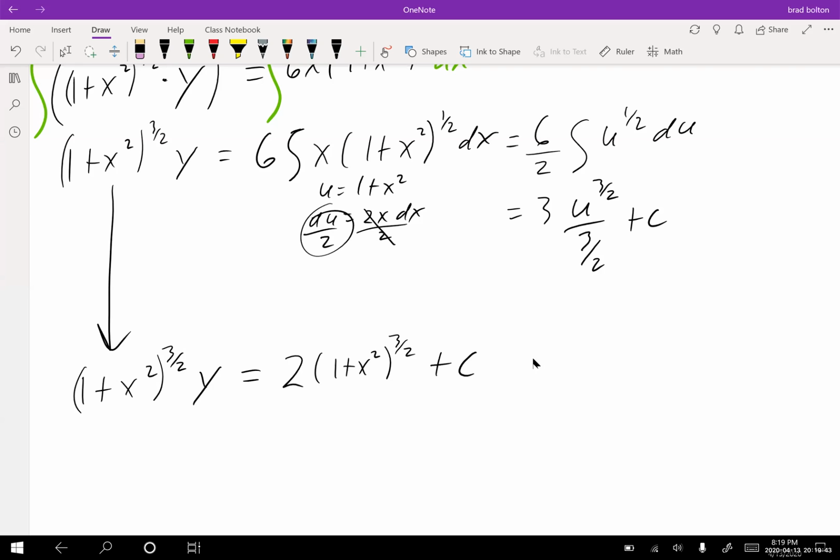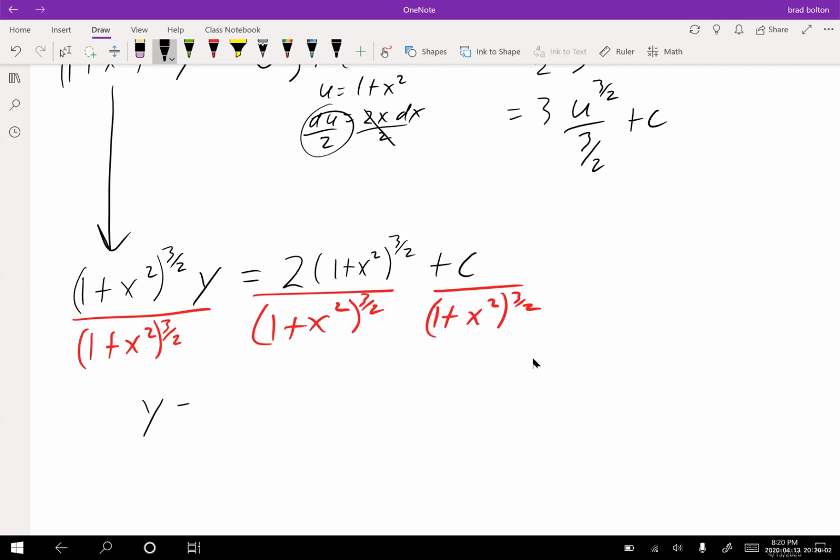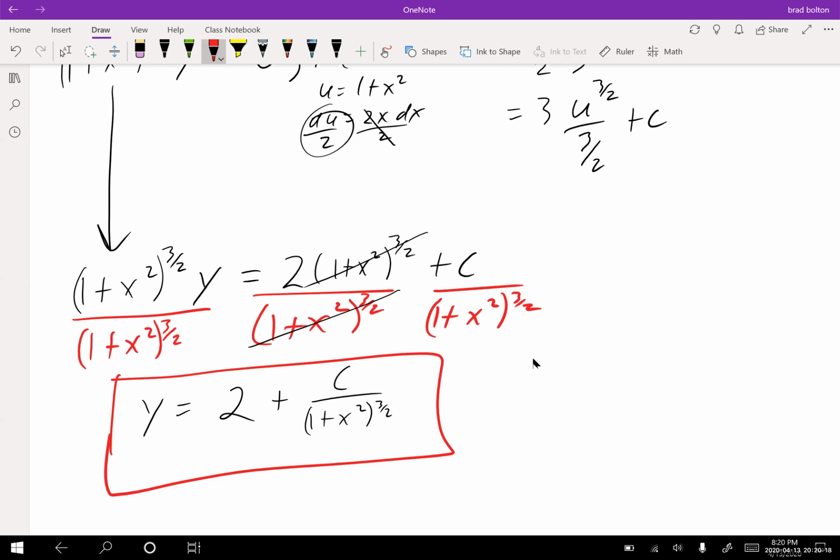So I think we have it. Now we can divide by 1 plus x squared to the 3/2 power on every term. And let's see what we have left standing. So y equals, well, this cancels with this, and that just leaves a 2 behind, plus c over 1 plus x squared to the 3/2 power. And that would be our final answer. And we're good.